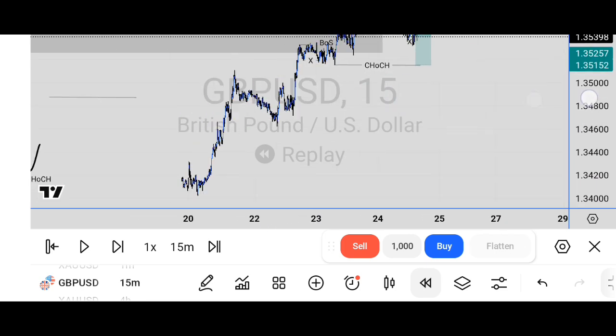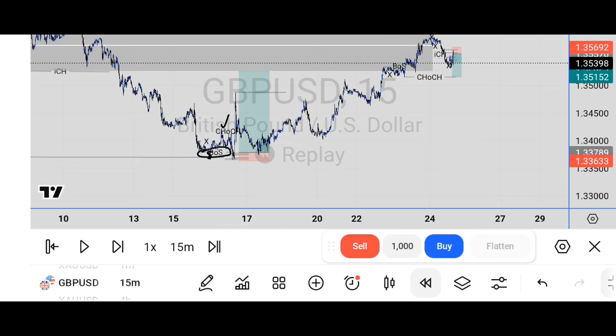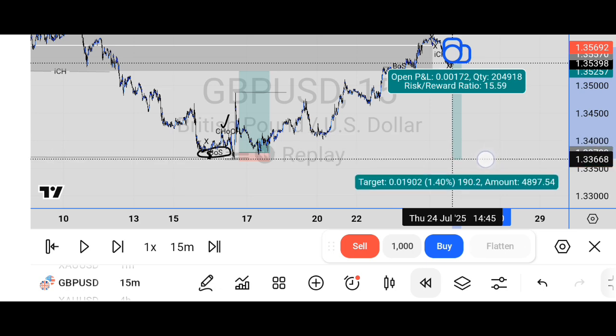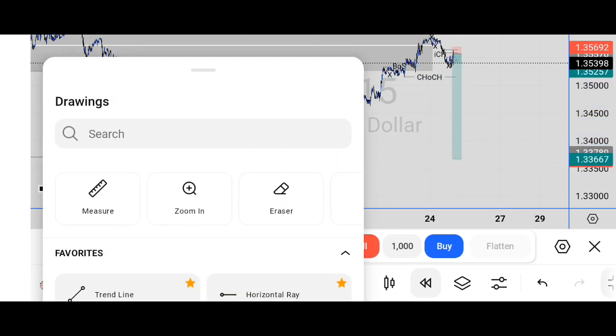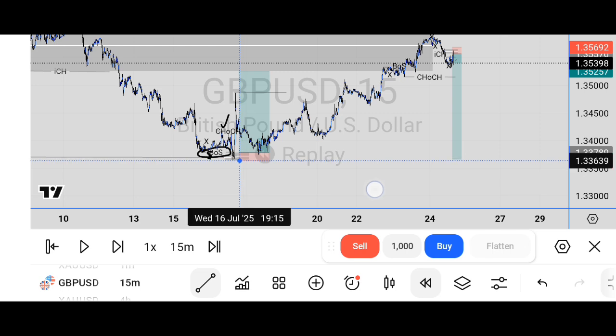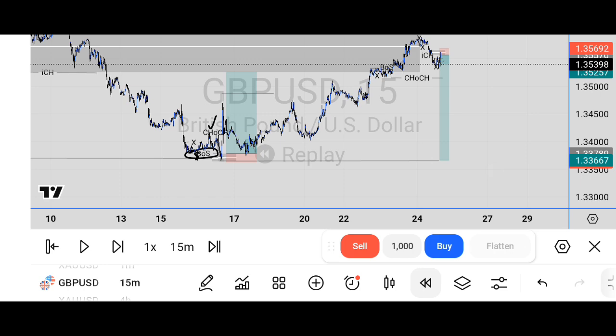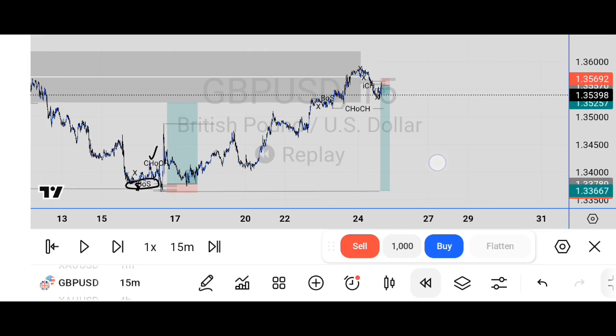But for a swing trader, we would set our take profit right here at this low. This low right here is our 4 hours major change of character. Once price breaks this low, then the price is bearish. So now let's play the price forward.